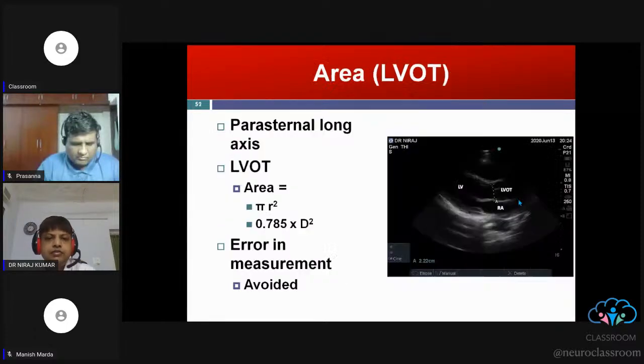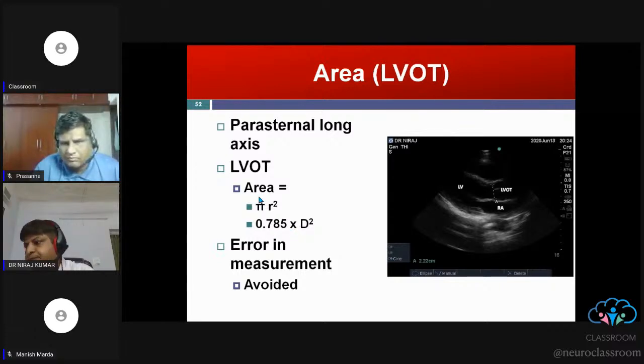See, first we have to calculate the area. So for area, we have to obtain this parasternal long axis view and measure the diameter of the LVOT. If you are able to measure this diameter, then with the formula of pi r square, or 0.785 d square, you can calculate this area.